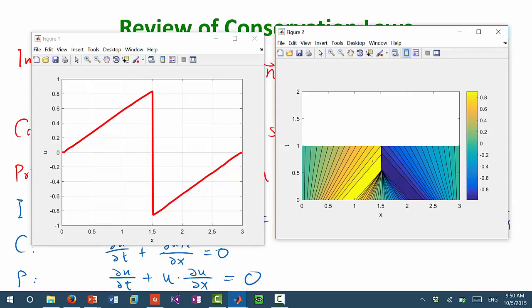Do you have a question? No? Okay. So yeah, that's the solution of Burgers' equation.